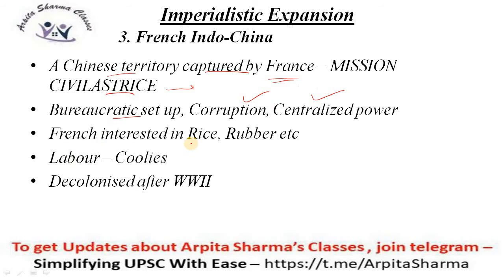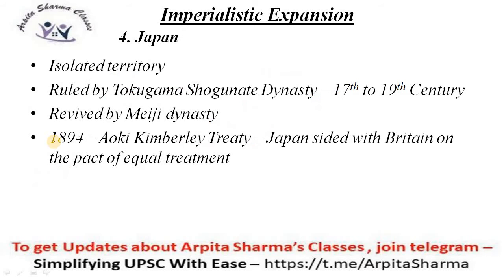But the French were much more interested in rice and rubber, because Vietnam, Cambodia, these regions were very rich in rice and rubber. I have already told you the regions where they exploit resources and then colonize the other countries. So rice and rubber were the resources that the French were interested in, and also they were having abundant labor, which were known as coolies. Finally, French Indochina was decolonized after Second World War.